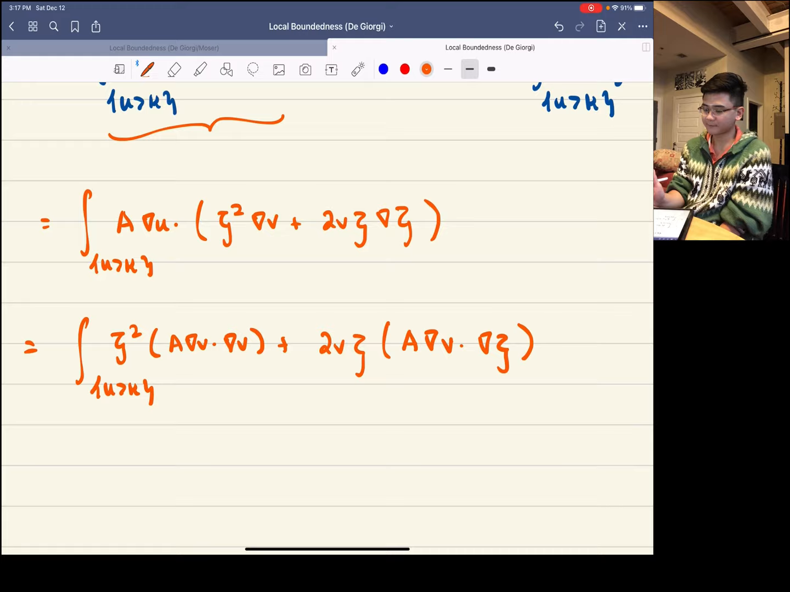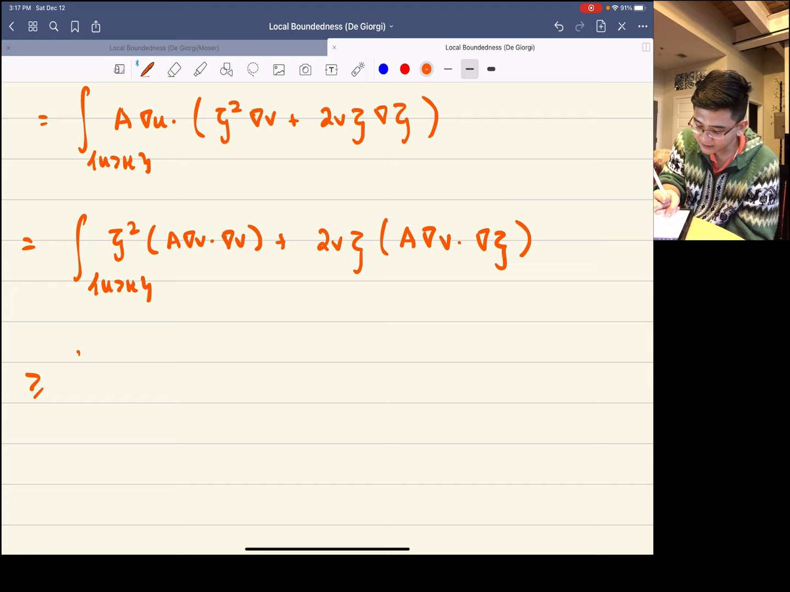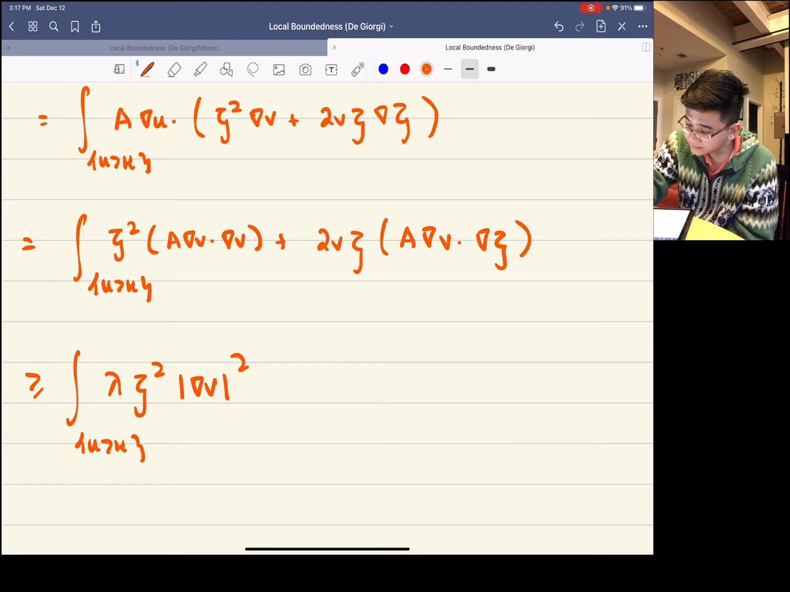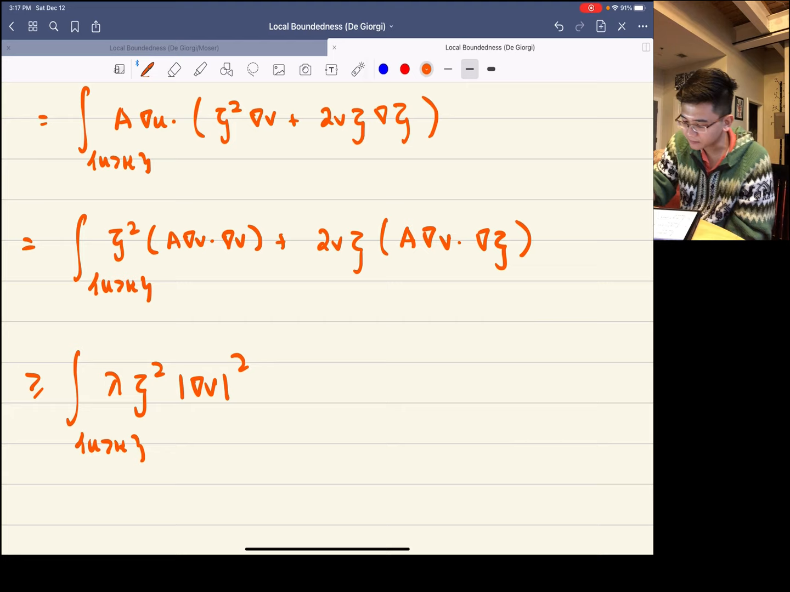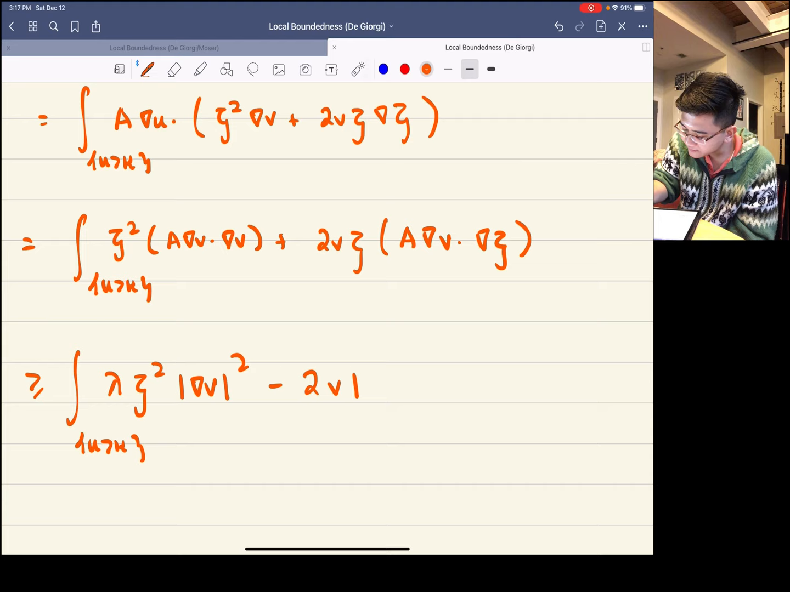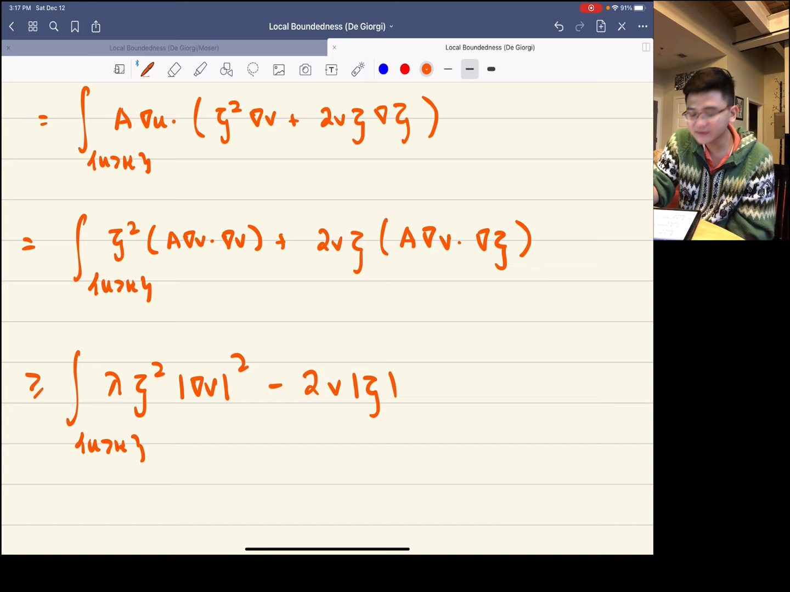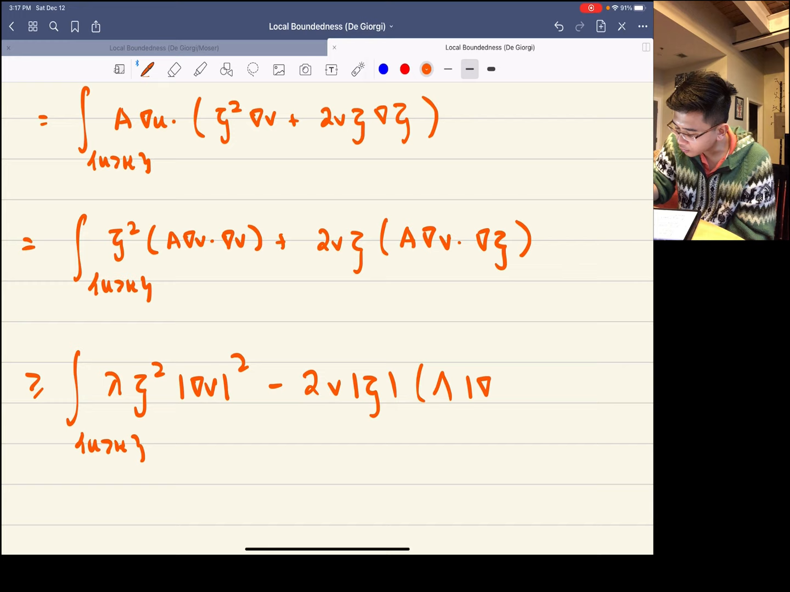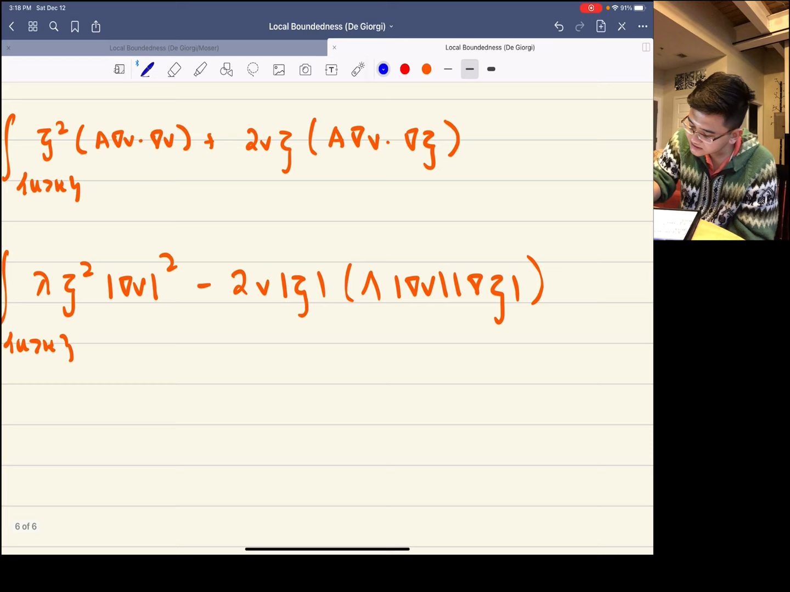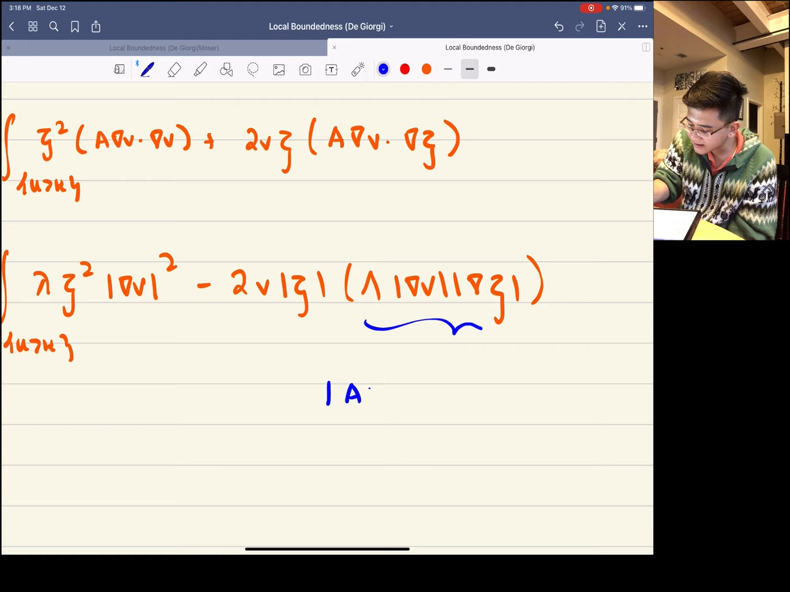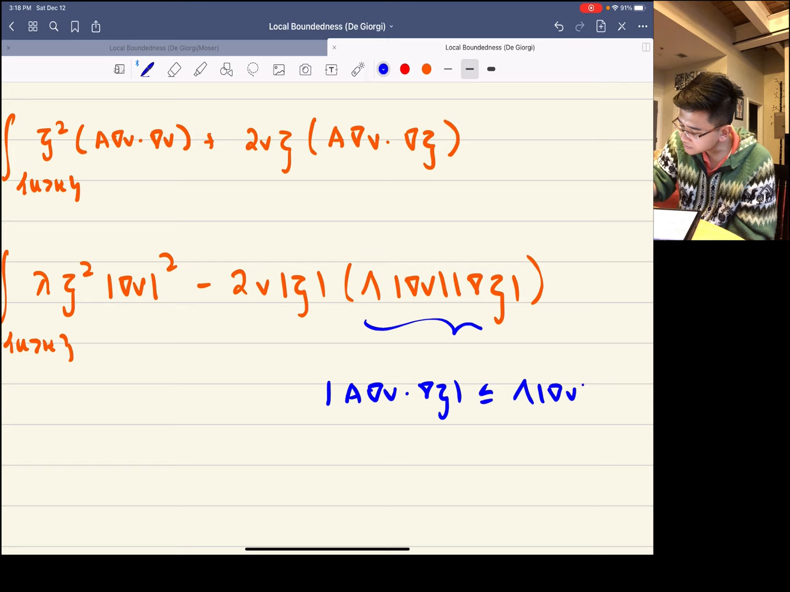And now we use ellipticity. By ellipticity, I can estimate this term: it is greater than or equal to lambda zeta squared grad v squared over u greater than k. And to estimate this term, we choose the worst possible bound, which is the negative of 2 v, since v is not negative, times the absolute value of zeta. Using boundedness of A, I can bound this by big lambda, since the magnitude of A grad V dot grad zeta is less than or equal to big lambda times the magnitude of grad V times the magnitude of grad zeta.